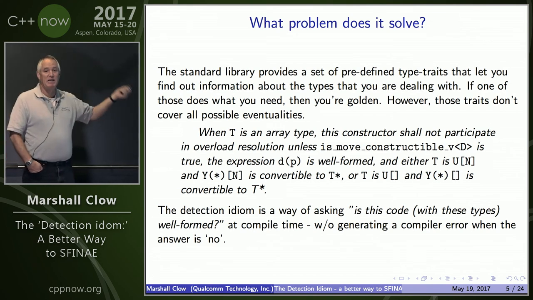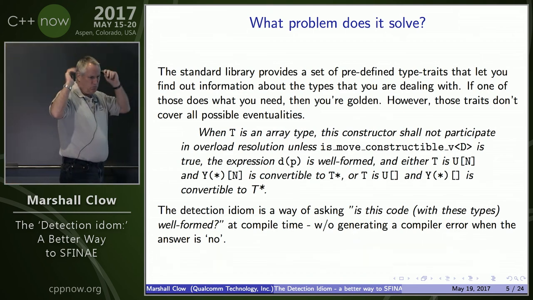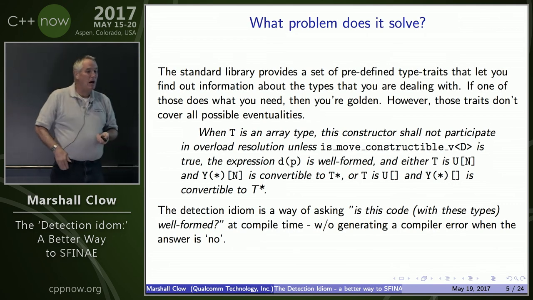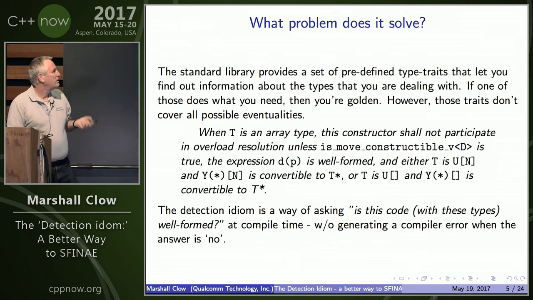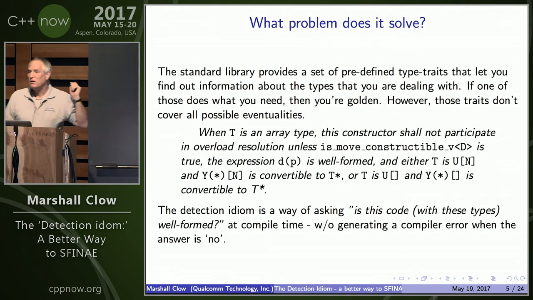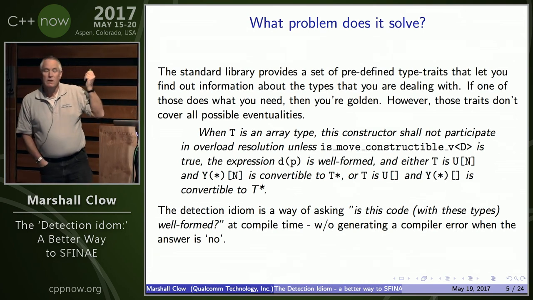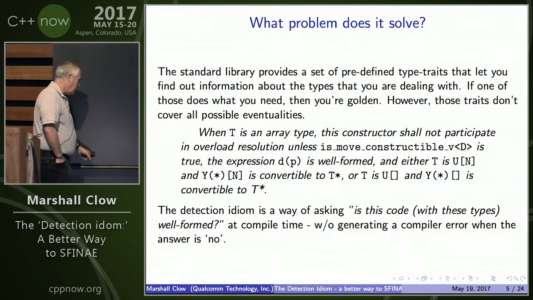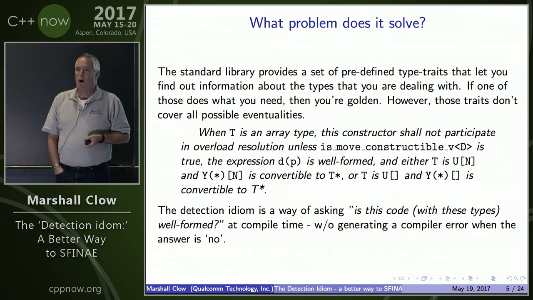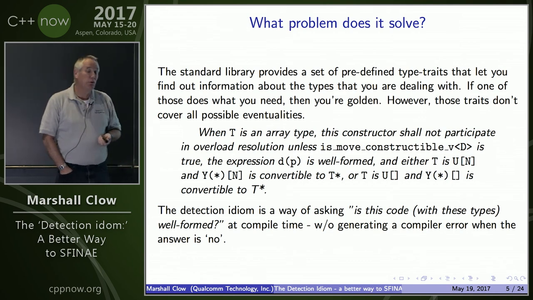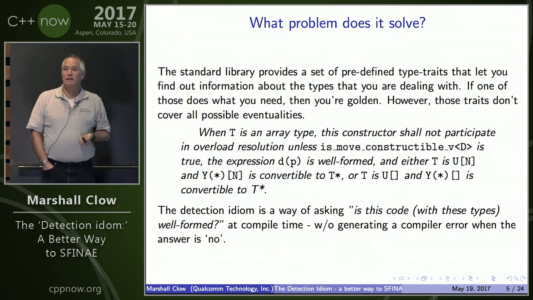Boost Hana also has an is_valid feature where you basically pass it a lambda and it says, is this valid code? So Walter is not the only person who's come up with this. It also has a void_t work-alike called when that Louis claims is compiled faster for some reason. So the comment was that Boost Hana also has a void_t look-alike called, did you say when? Louis claims that gives better compile time performance.